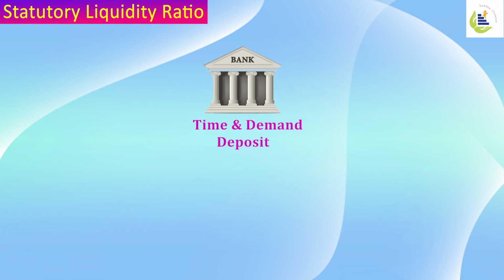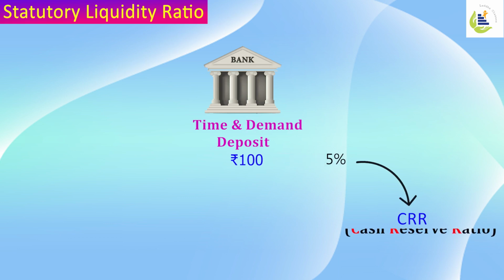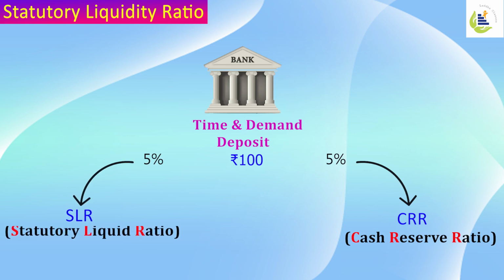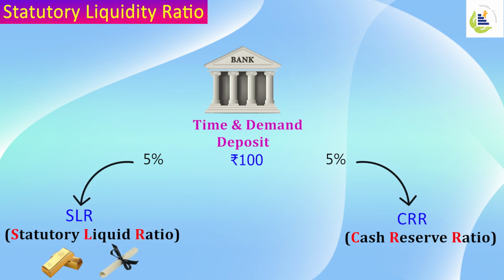I'll explain this. Let's say a commercial bank has 100 rupees with it in the form of time and demand deposits, which it can give as loans to its consumers. However, some part of it, let's say 5%, goes as CRR, cash reserve ratio, and 5% will go as SLR, that is statutory liquidity ratio. That 5% has to be kept by the commercial bank with itself in the form of liquid assets. Liquid assets are assets which easily get converted into cash, like gold and government securities approved by RBI.